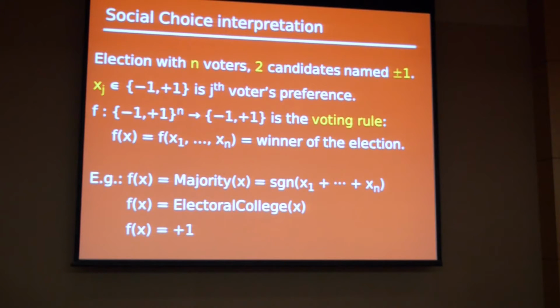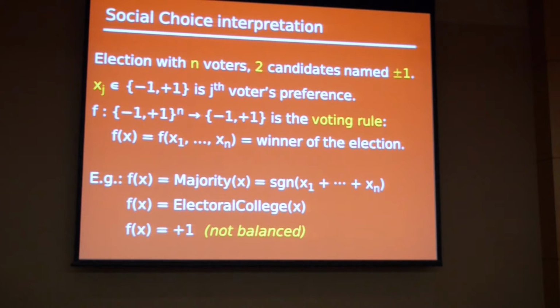Here's another voting scheme which is commonly used in practice, unfortunately: f of x equals plus 1. So everybody votes, but it doesn't matter, the winner has to be predetermined to be the candidate plus 1. We don't really like this scheme because it's not fair somehow. In particular, it's not balanced. So this is one reason we don't like it. It doesn't have an equal number of plus or minus 1.